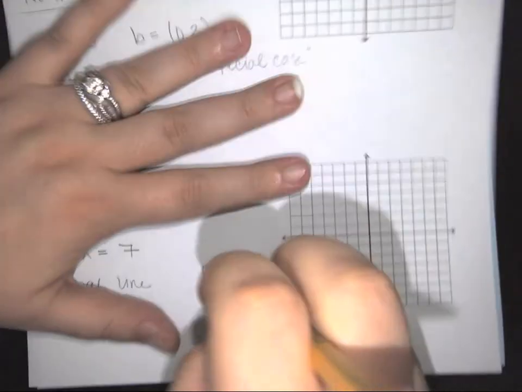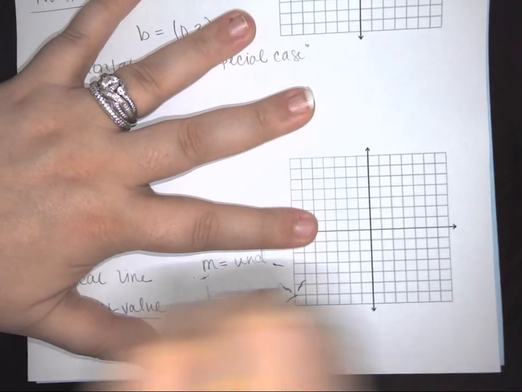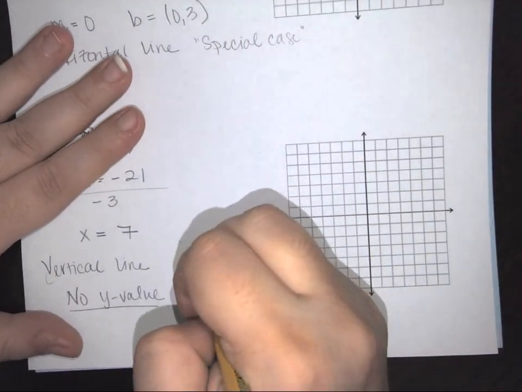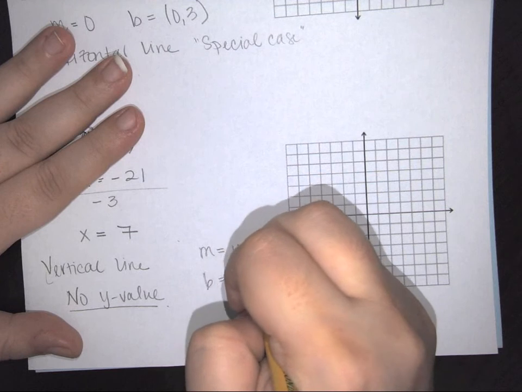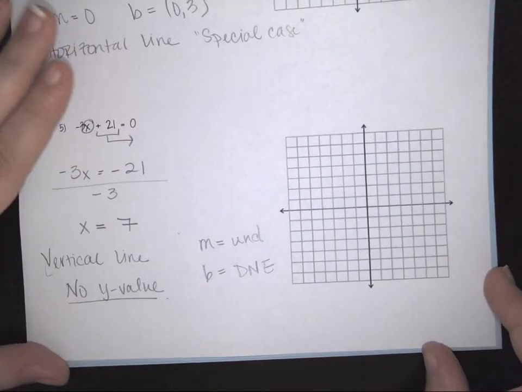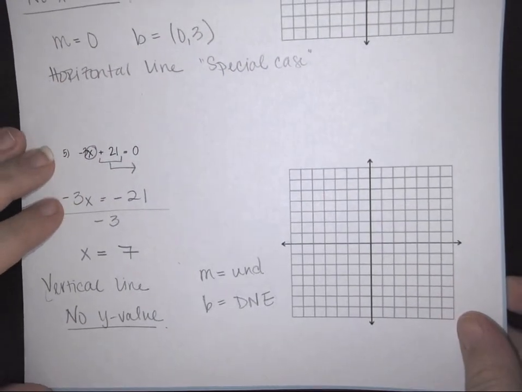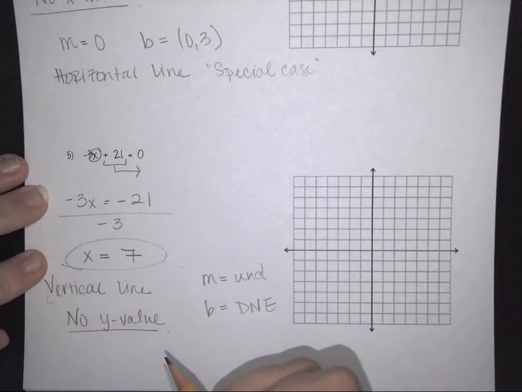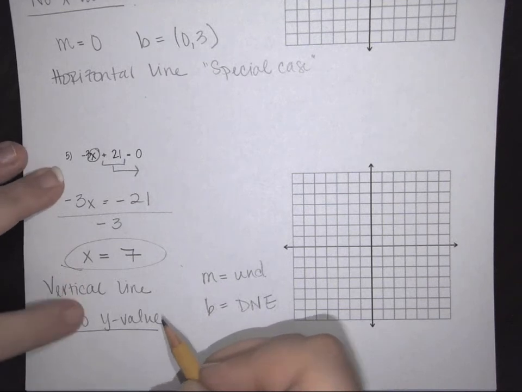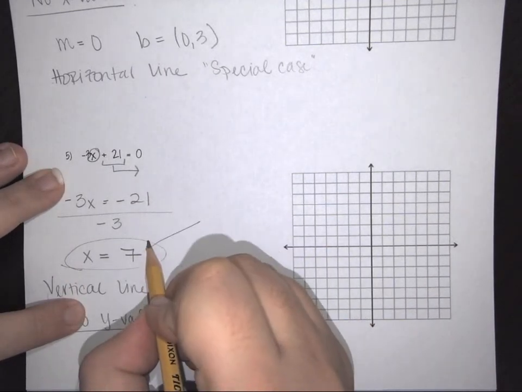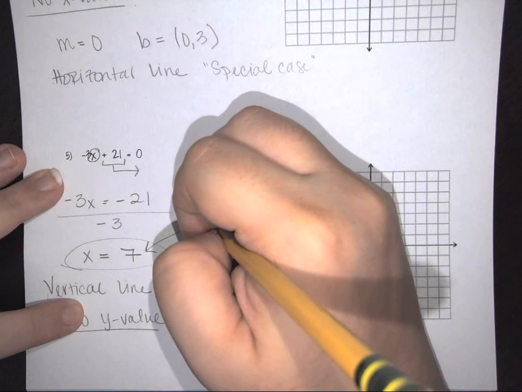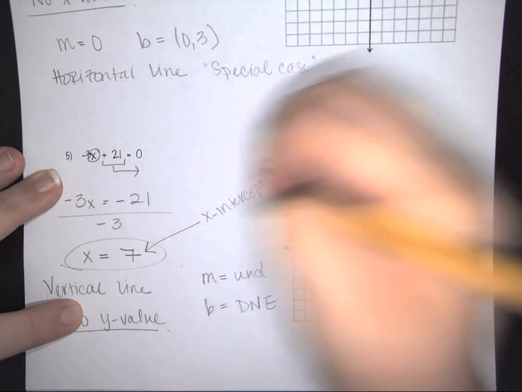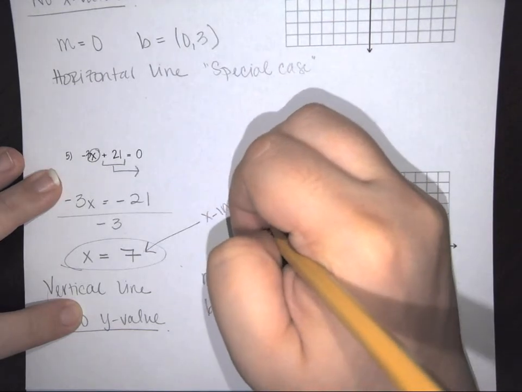Oh, sorry about that. Nope. Jumping ahead of myself. Your b value does not exist. So, some would ask, well, how exactly am I supposed to graph that? Well, this is what we're graphing. x equals 7. This right here gives you the x-intercept point, and that occurs at the point 7, 0.